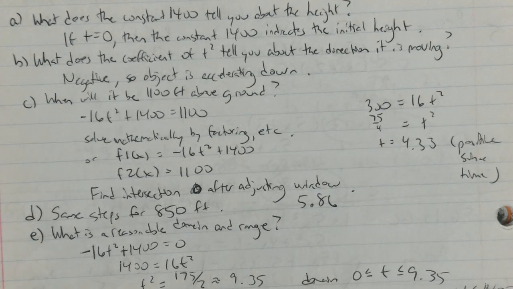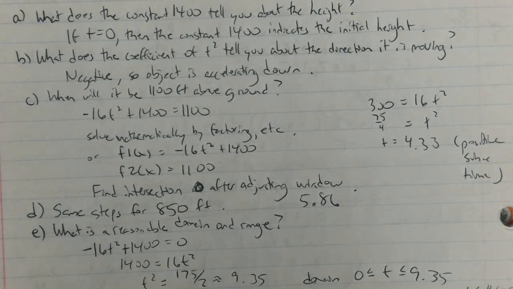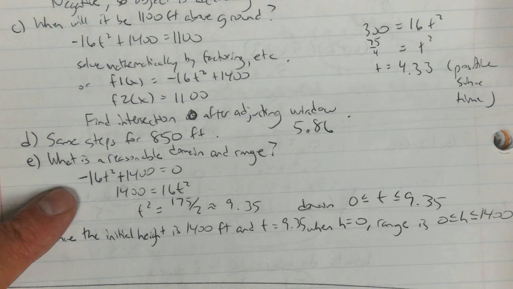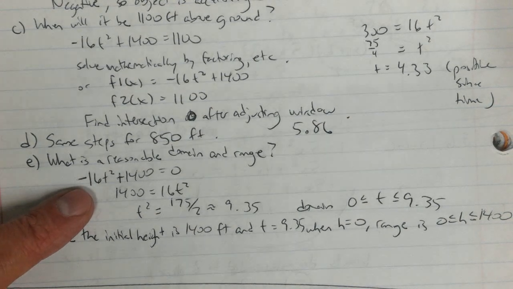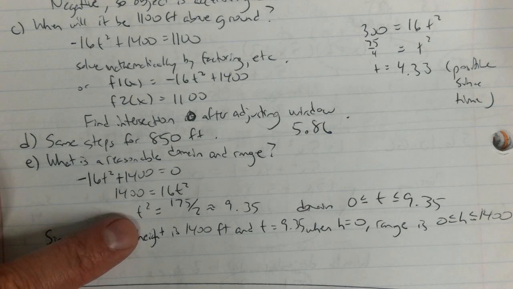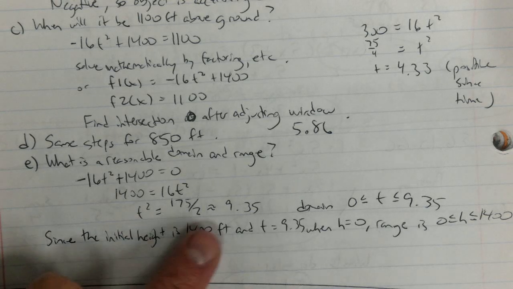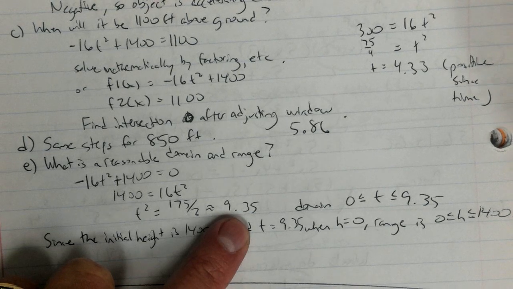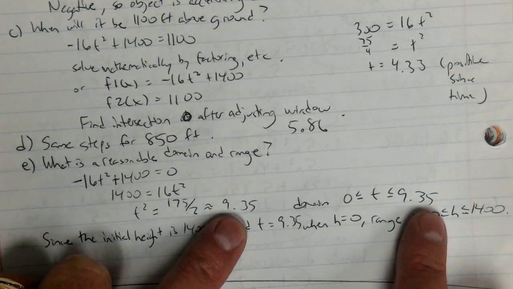So that's basically it. Now it also wants to know a reasonable domain and range, and so in that case what you do is you set it equal to 0 and solve, and so you get time is 9.35. So that means your time goes from 0 to 9.35.